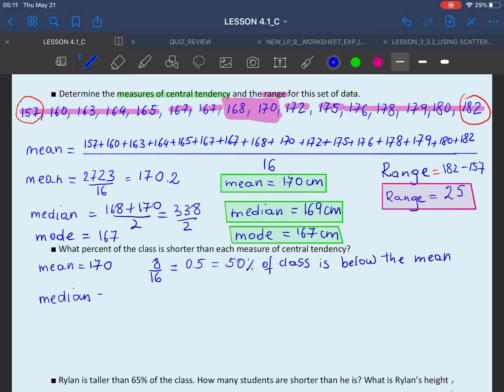Now, the next measure of the central tendency is median, which is 169 according to our calculations. So we have to count again how many people have a height of less than 169. So we go 1, 2, 3, 4, 5, 6, 7, 8. So 8 people have a height of less than 169. So 50% of them is below the median.